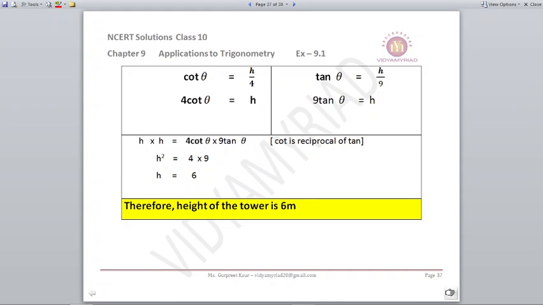So h is equal to 4 cot theta. Similarly in the other case, tan theta is equal to h upon 9. So h is equal to 9 tan theta. Let us equate both of it. So h into h is equal to 4 cot theta into 9 tan theta. We know cot and tan are reciprocal, so they get cancelled. It becomes h square is equal to 4 into 9. H comes out to be 6, which is the height of the tower, and hence we have proved that the height is 6 meters.